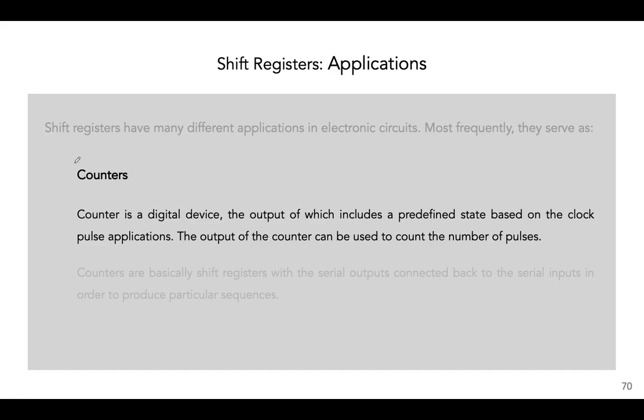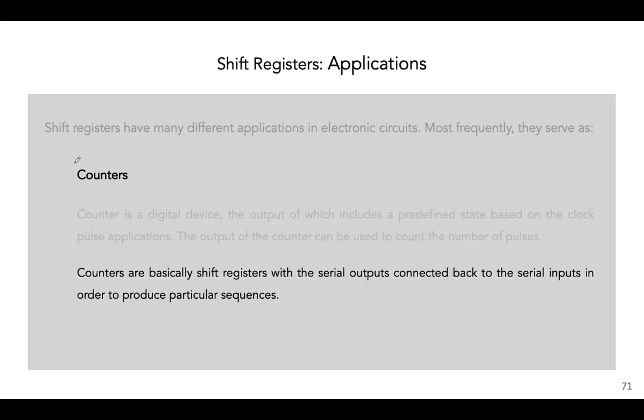Another application of shift registers are counters. A counter is a digital device, the output of which includes a predefined state based on the clock pulse application. So a counter is essentially something that counts. Okay, so the counter is a digital device. It moves through a specific sequence, right? And after the count is over, it starts from the same sequence again.